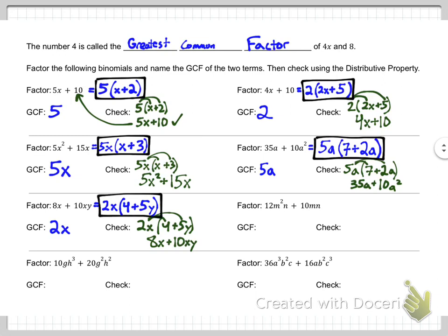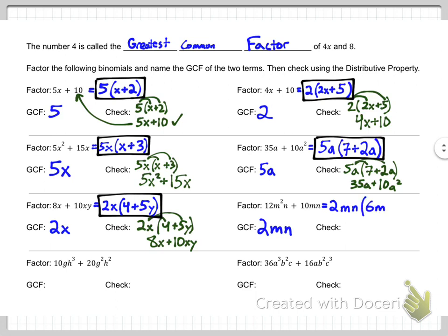On the next one, we have two variables that we can factor out because there's an m and an n on both terms. So the greatest common factor is 2mn. Notice that when I do that, I don't put m squared because there's no m squared on the second term. So the greatest common factor is only 2mn.